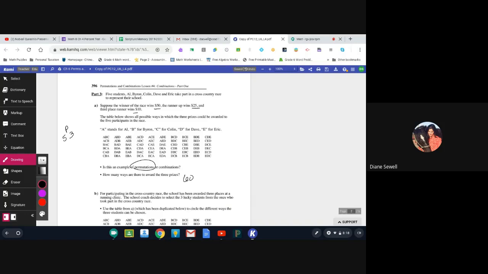You could also use it doing the slots. You could go 5 times 4 times 3. Either of these ways is acceptable, and you would get 60 different ways.